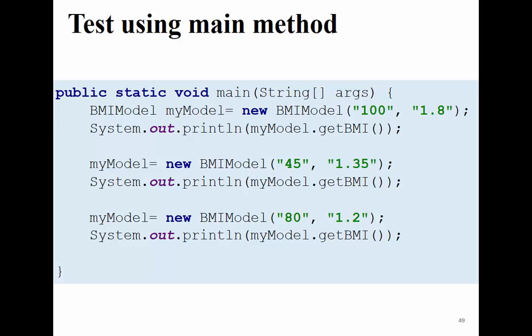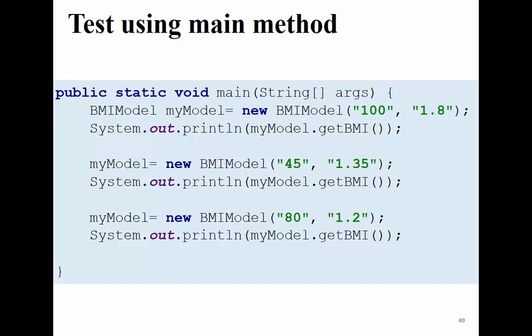For example, here, I cannot say myModel dot weight. This is the main method, which would be inside a class, but it cannot access them. Here you create a BMIModel and use it as a data type. Because I created a class, your own new data type, then myModel equals new BMIModel, and you give the height and weight as strings. You have to match the constructor.